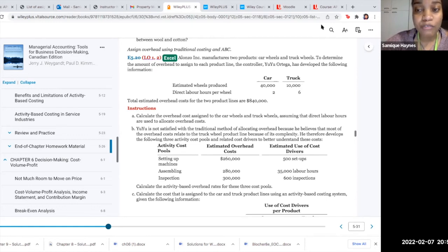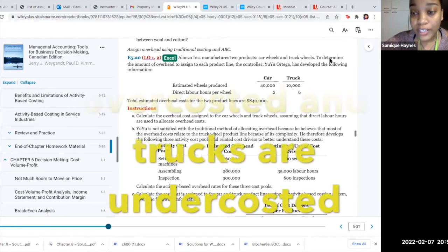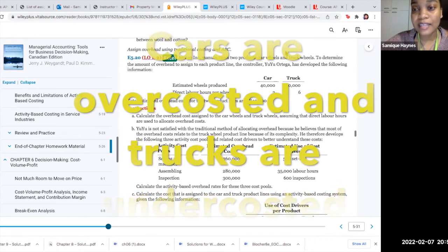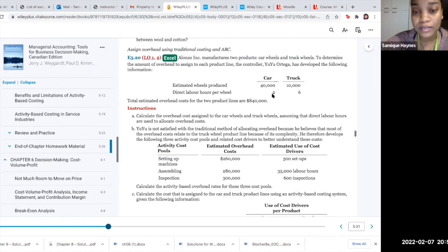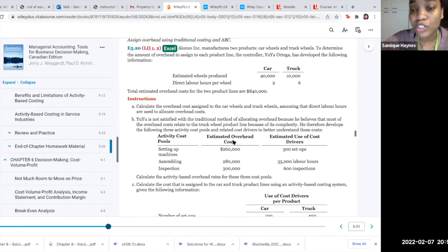So they're saying right now, as is, when we did part A, which of these products is overcosted? Cars is overcosted, exactly. And the truck right now is overcosted. So we need the truck to absorb more cost. He therefore develops the following 3 activity cost pools and related cost drivers to better understand these costs. Okay, and in your exams, you will be given the cost pools and you will be given the cost drivers. So don't worry about having to make those up yourself, okay?